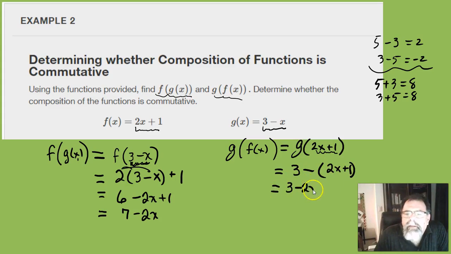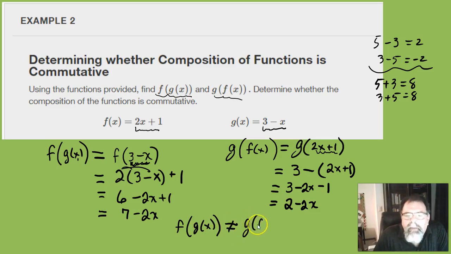So minus 2x. Again, you can think of it as negative 1 and distribute the negative 1, or you can just change both of these signs. So this minus goes away, and these two change. And then combine like terms. 3 minus 1 is 2. And you can see that these two things are not equal. So in general, f composed with g of x is not equal to g composed with f of x.